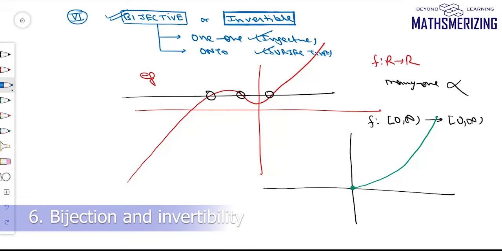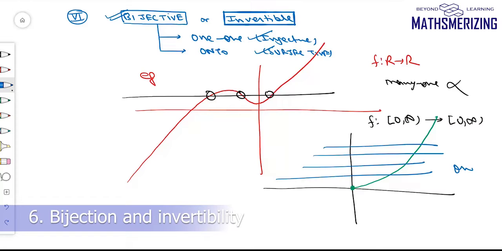Now what about this one? When I draw a horizontal line, I get only one point of intersection. That means this function is a one-one function. Now what about the range? The range is from 0 to infinity, and the codomain is also from 0 to infinity. So when range and codomain are equal, this function is an onto function. Now when a function is both one-one and onto, it's a bijective function.